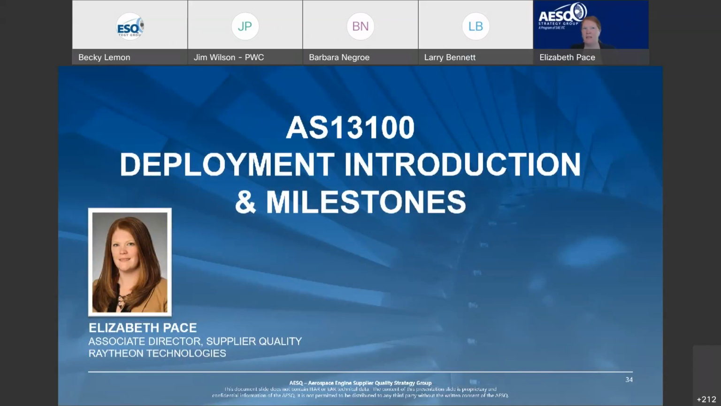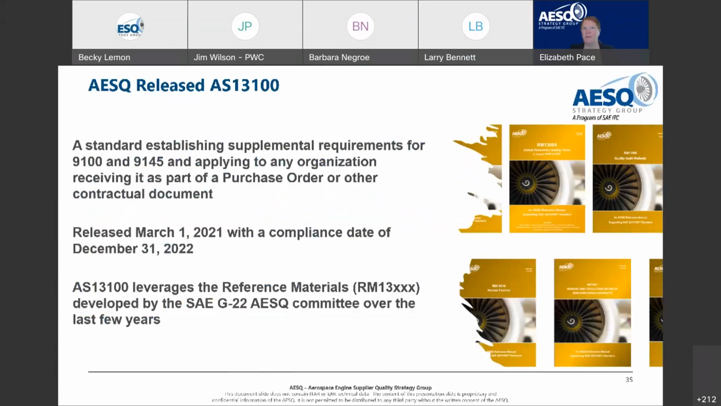You can jump to the next slide. I'm going to try and make up a little bit of time here. So, as you've heard from Larry and Barbara, AS13100 is a standard that was released as supplemental requirements for 9100 and 9145 and how they apply for aerospace engine manufacturers. It is our way of aligning on a common set of requirements, tools, and training.